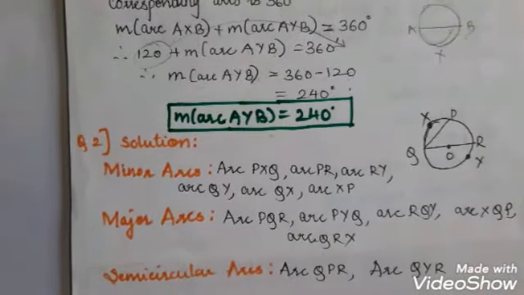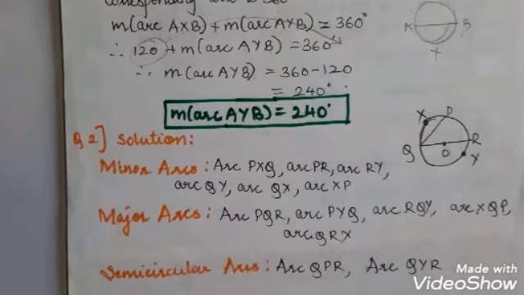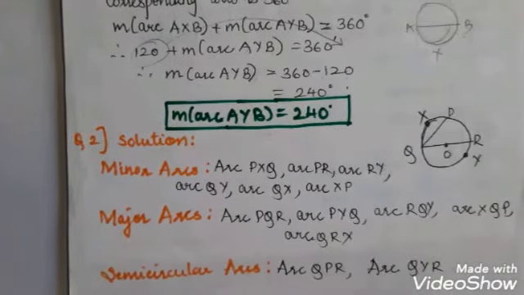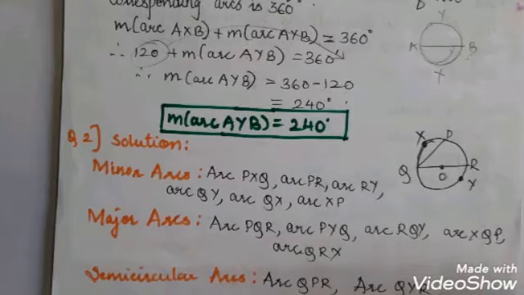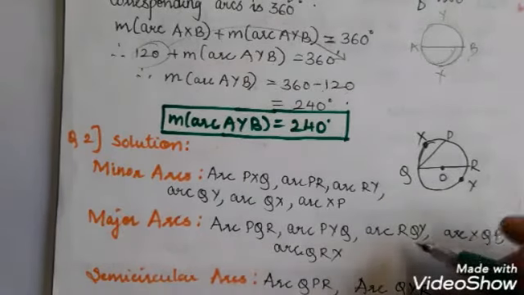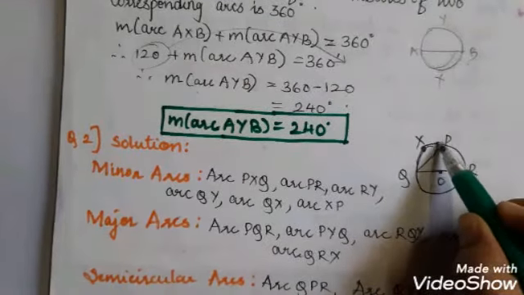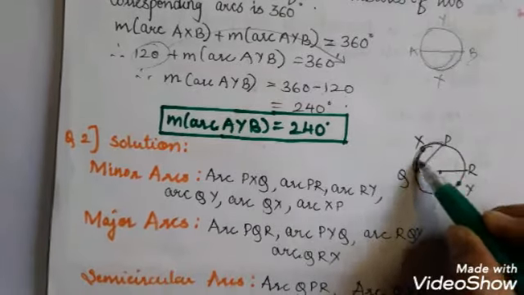So first let us see the minor arcs. Which are the minor arcs? Minor arc means the small portion, that is called the minor arc. So now the small portion, I can take this PXQ.